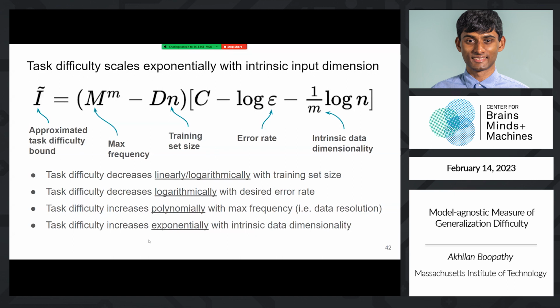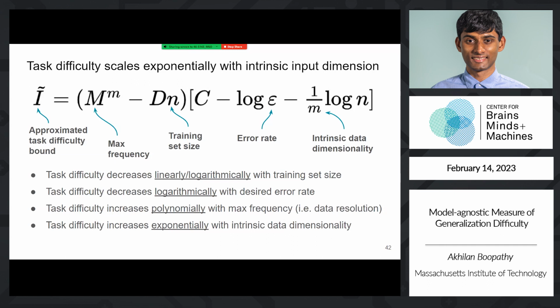And then finally, task difficulty increases exponentially with the intrinsic data dimensionality. So this is, again, the curse of dimensionality, where if we need to generalize over more dimensions of variation, then that's going to drastically increase the amount of inductive bias we need to provide in order to generalize well. All right, if there are no other questions, I'll move on to our experimental results.